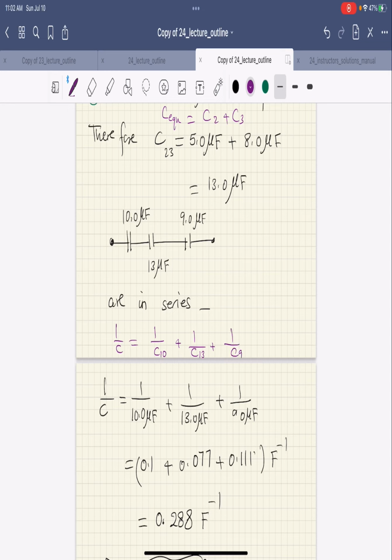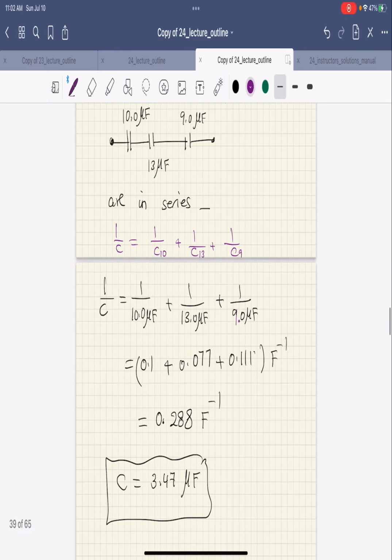This is more meaningful. Okay, and then for here, therefore, I will say 1 over 10 microfarad plus 1 over 13 microfarad plus 1 over 9 microfarad. As I told you, I always calculate the 1 over the value, the decimal. And then here I have 0.1 plus 0.077 plus 0.111 farad to the minus 1. When you add all these decimals, it is going to give you 0.288.